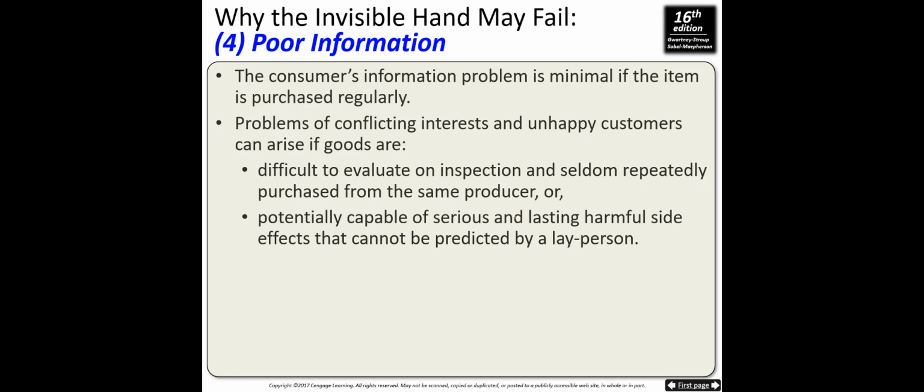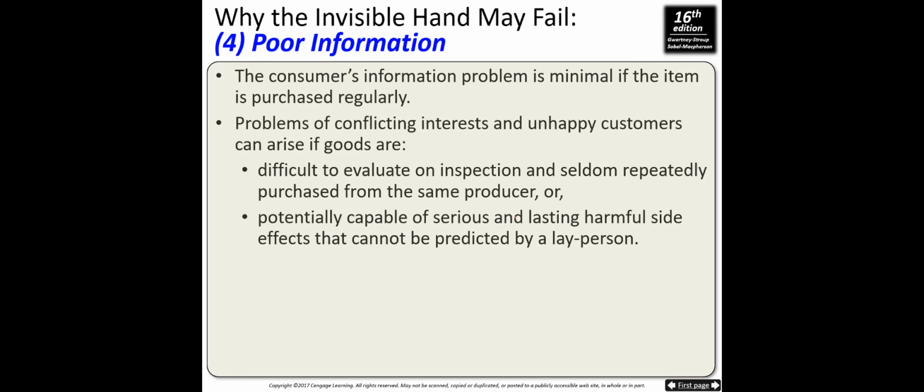For instance, how many of you have information about how to inspect the safety features of a car? How do we know that airbags are working as they're supposed to work? Or how many times do we buy a car from the same producer? For that reason, there is a lack of information here. We call this information asymmetry. Buyers do not know as much as the sellers. Sellers know more about the good than buyers.